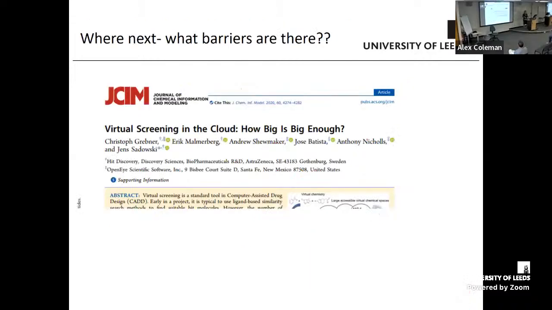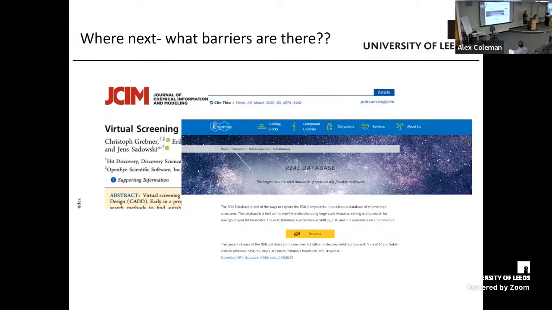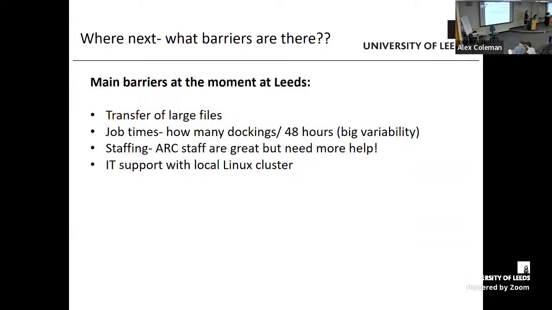So where next? What barriers have we got at the moment? There are groups out there who are using cloud computing to screen billions of molecules now. And there are libraries available from companies like Enamine who have got 4.5 billion small molecules within them. So obviously we're quite a long way away from that at this 20 million level, but how can we get closer to them? Our main barriers at the moment, and I think it's like you said earlier, the barriers seem to move all the time.